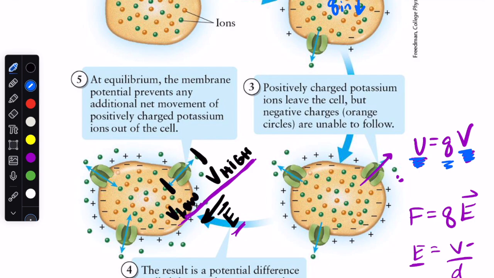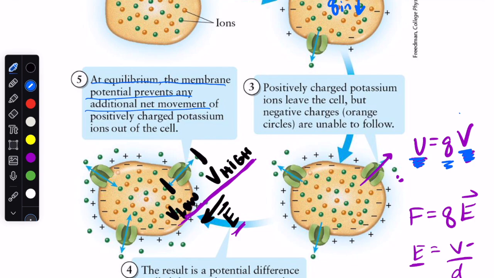And when they reach a certain point, that potential will start to decrease and no longer provide enough energy to the charge to leave the cell. When that happens, you are at equilibrium, and the membrane potential prevents any additional movement of the positively charged potassium ions out of the cell.